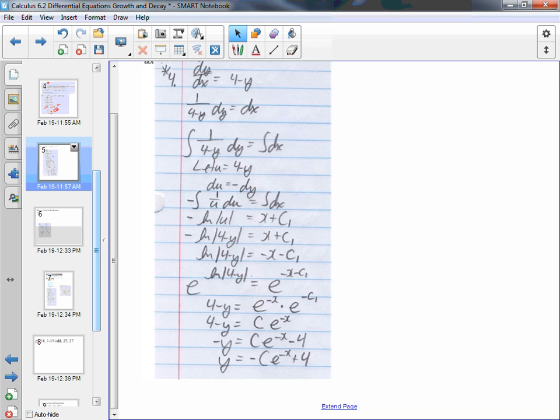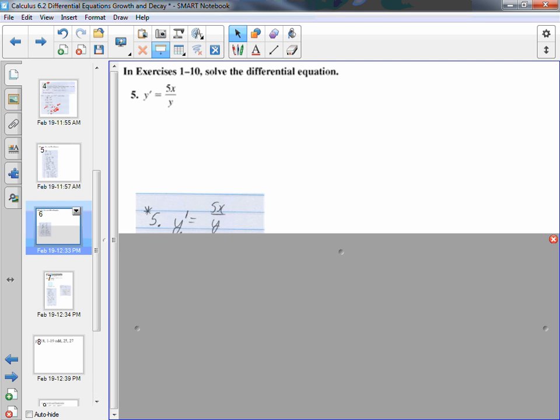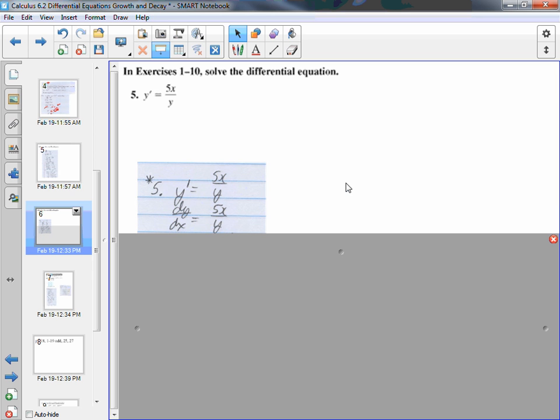Questions on number 4? Number 5. Solve the differential equation again. y prime equals 5x over y. All right, y prime's no good. What's better? Call that dy dx equals 5x over y.